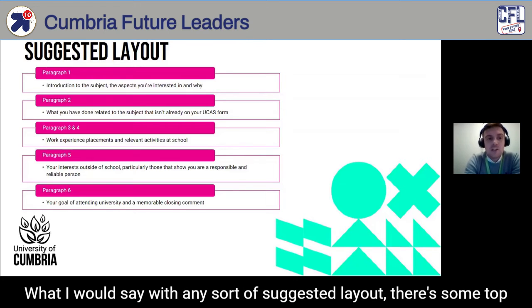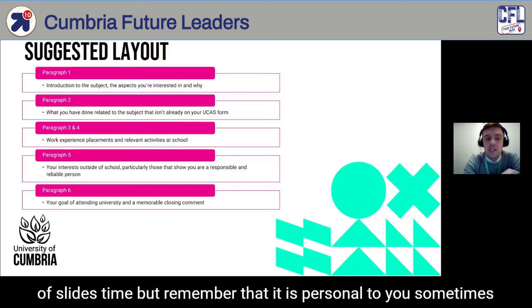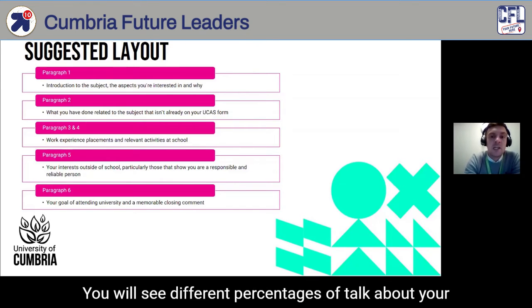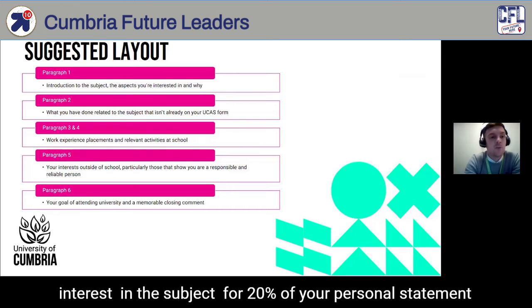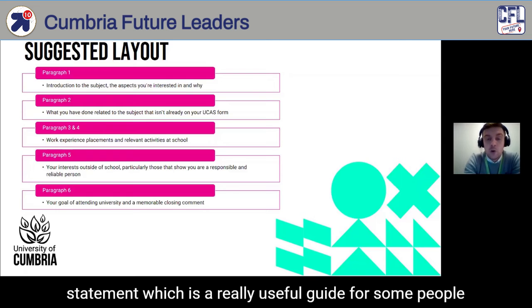What I would say with any suggested layout, there's some top tips and advice from admissions teams, which we'll highlight in a couple of slides' time. But remember that it is personal to you. Sometimes on a suggested layout resource, you will see different percentages, such as talk about your interest in the subject for 20% of your personal statement, or talk about your work experience for 10-20% of your personal statement, which is a really useful guide for some people.